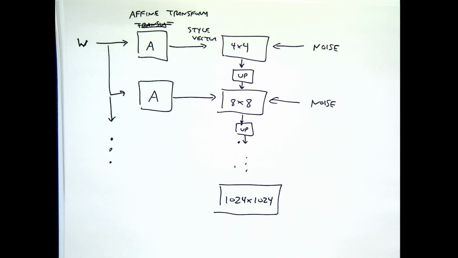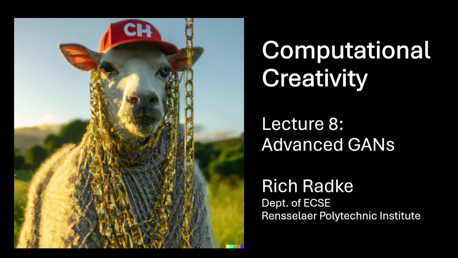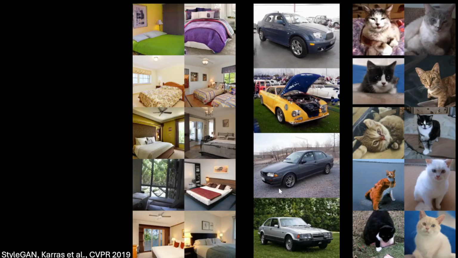And so the result was something like this. Let me look at my PowerPoint here. So these were the kinds of images that StyleGAN could create.